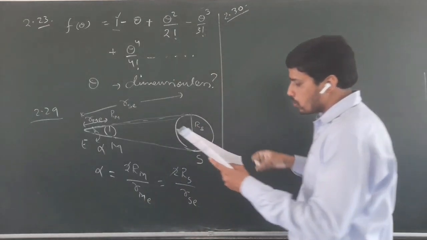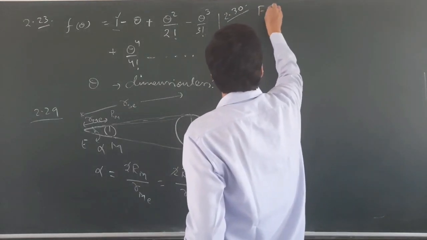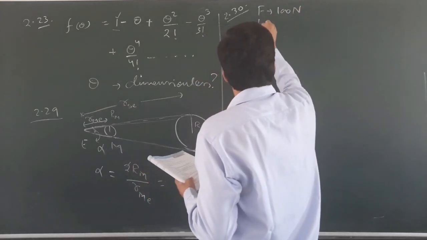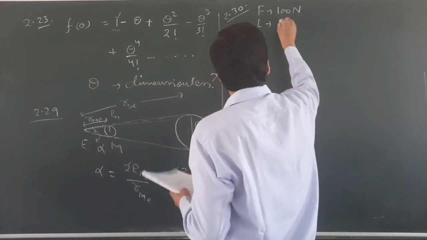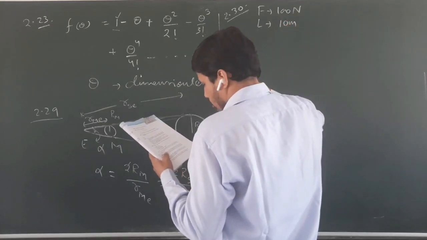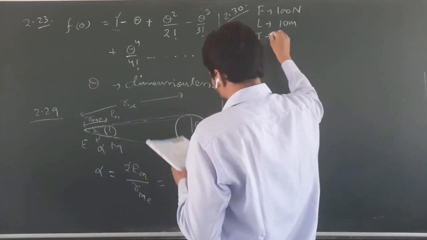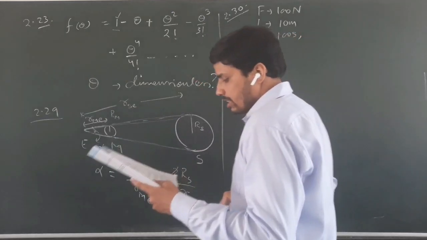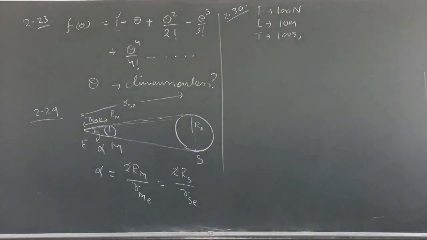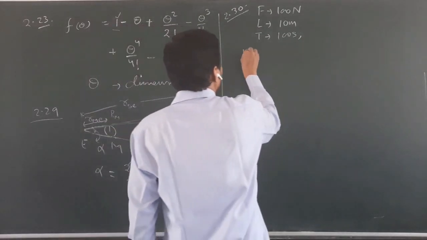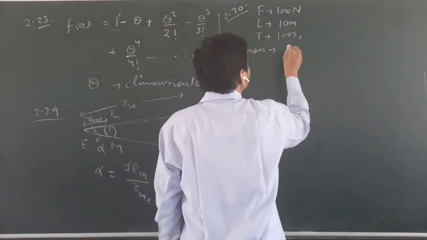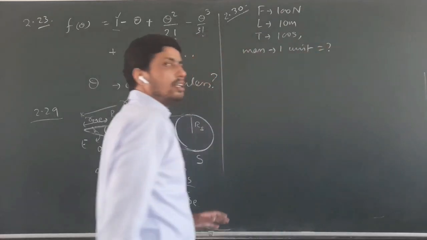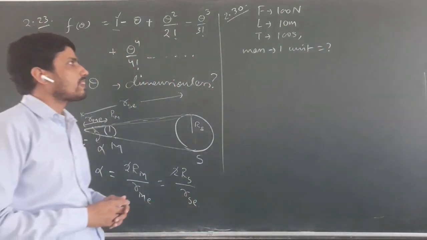If for force the unit is taken to be 100 Newtons, for length the unit is taken to be 10 meters, and for time the unit is taken to be 100 seconds, then what is the unit of mass in this system of units? For mass, what should be the unit? One unit of mass is question mark. So this is a question, students.